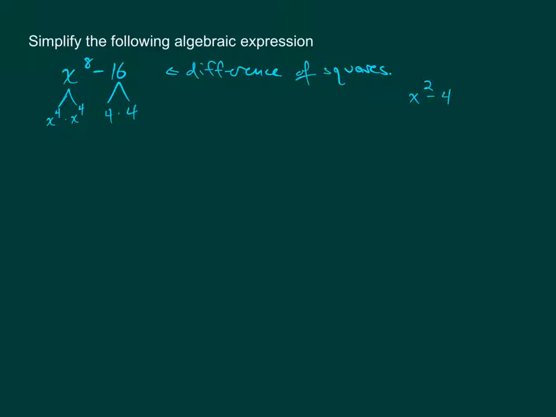So now I'm going to set up these sets of parentheses the same way I did. The x to the 4ths come first, so they will be first here and here. And the 4s come second, so I'll put one there and there. One gets plus, one gets minus.